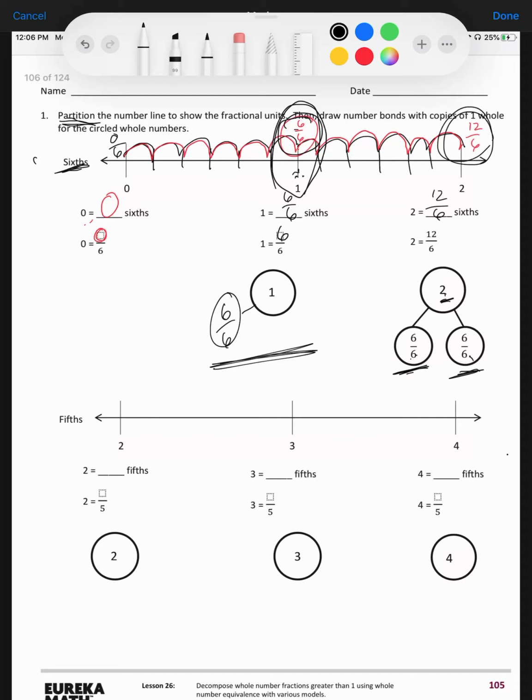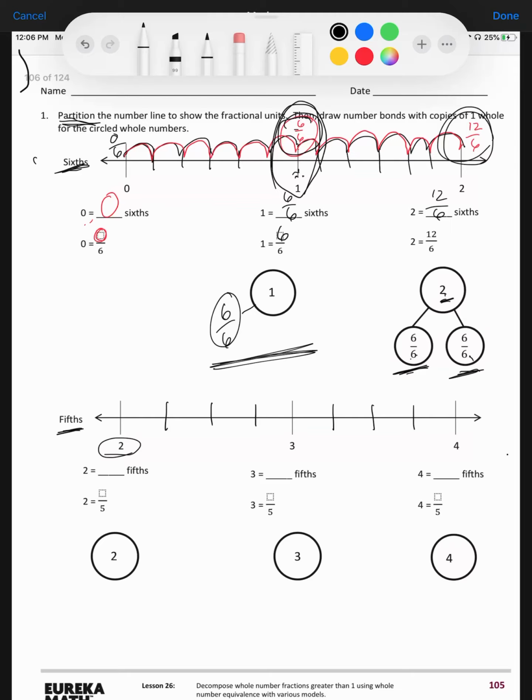Let's come down here. The first thing we need to do is partition our number line. So we're working with fifths now, so we're going to have to draw 4 lines. I want you to notice also that we're starting at 2. We're not starting at 0 like normal.